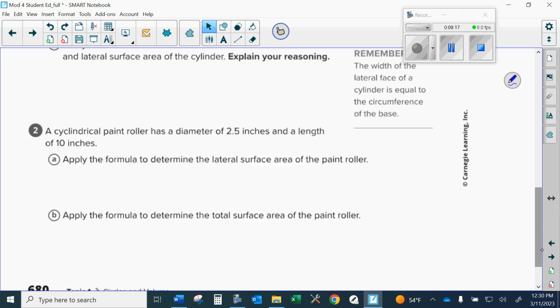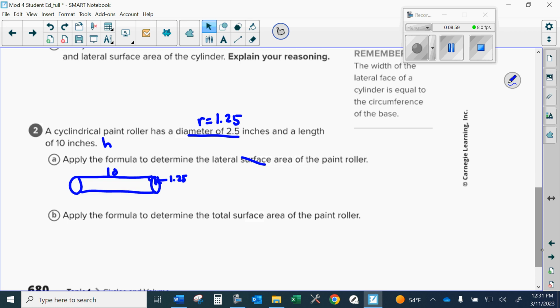So a cylindrical paint roller has a diameter of 2.5. So the radius is going to be half of that, 1.25. And a length of 10 inches, which is going to be its height. It's just on the side, right? So here's your roller. This is its height, and radius from there to there, 1.25. If you need to draw the picture. Apply the formula to find the lateral surface area, or just lateral area of the paint roller.